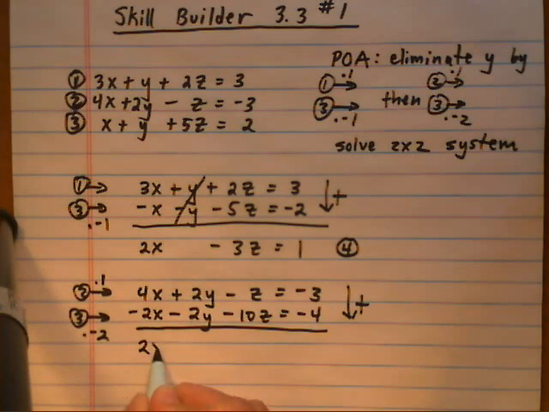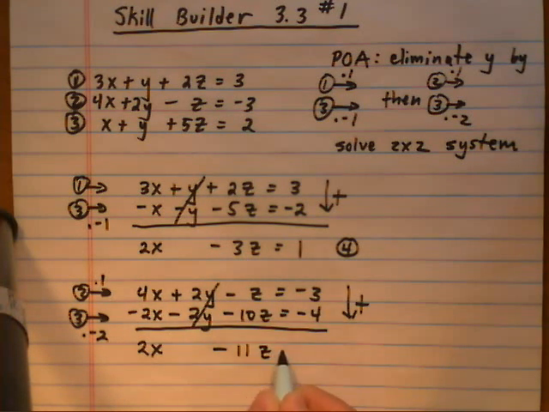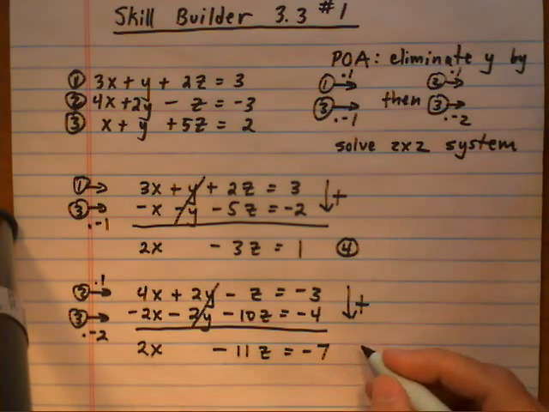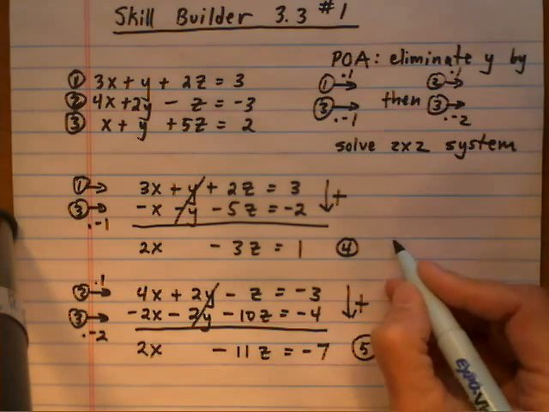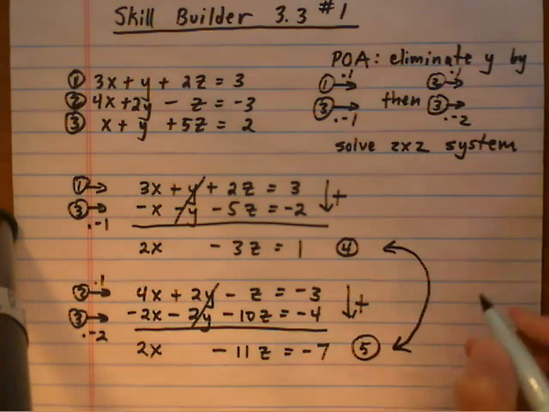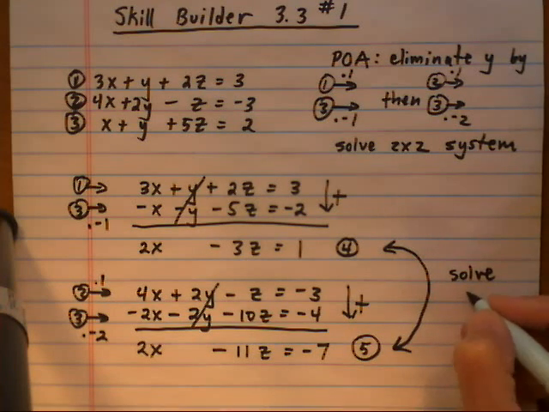And now we're going to have 2x. The y terms cancel out again. Minus 11z equals negative 7. And that is our equation 5. And notice here, we've got a 2x2 system. We're going to solve this system.